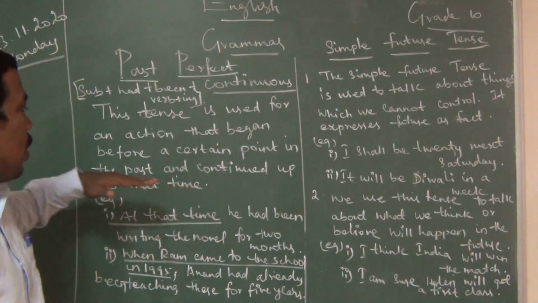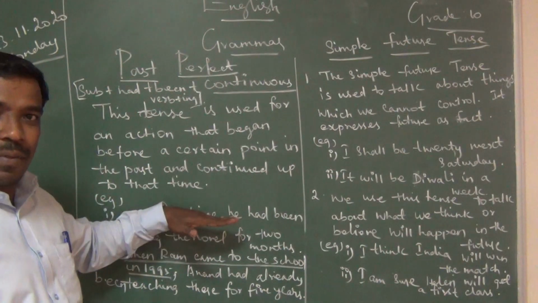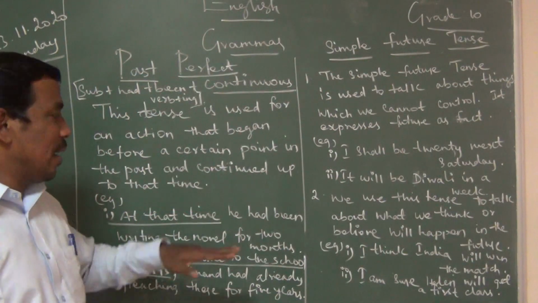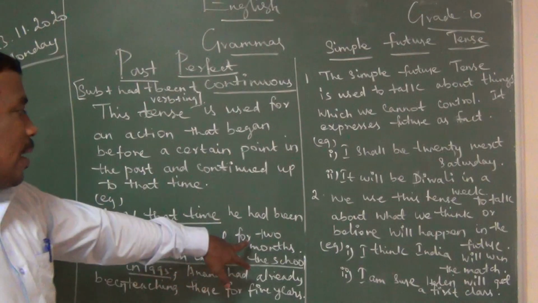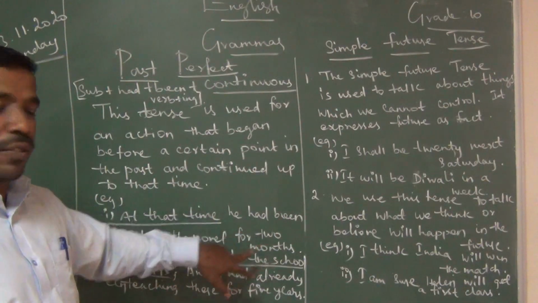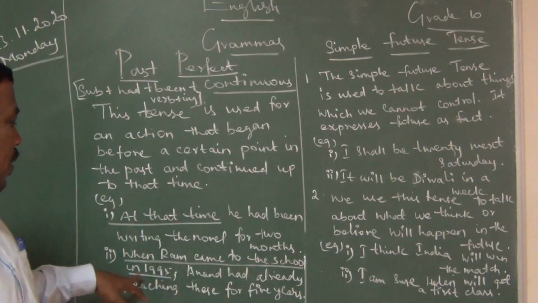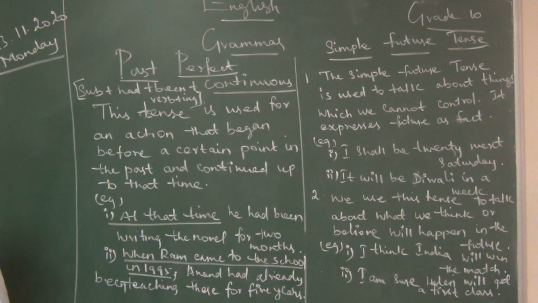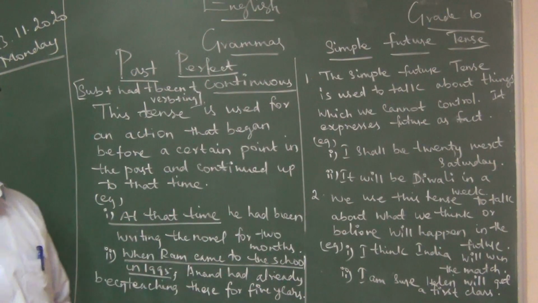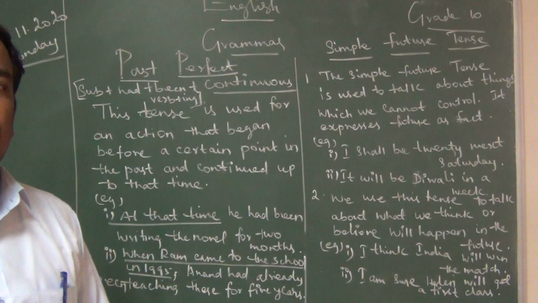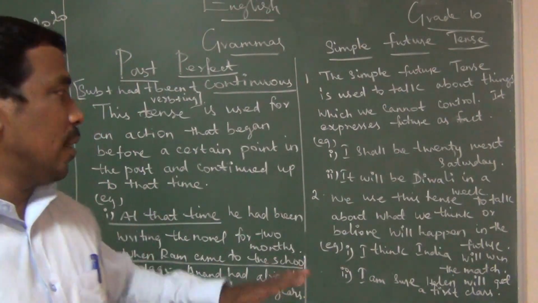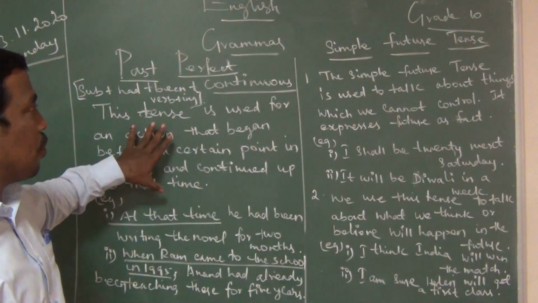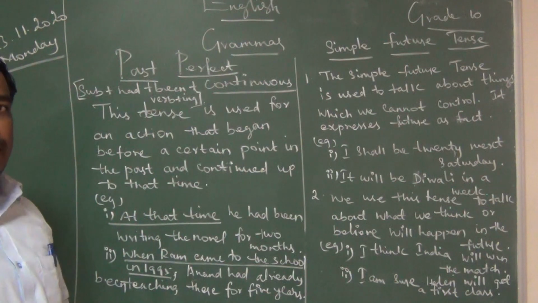Have you understood? One keyword is at the time. If at the time comes, we should go for it, plus for 2 months. Then, when Ram came to school in 1995, Anand had already been teaching there for 5 years. Have you understood? So this is the only rule for past perfect continuous.